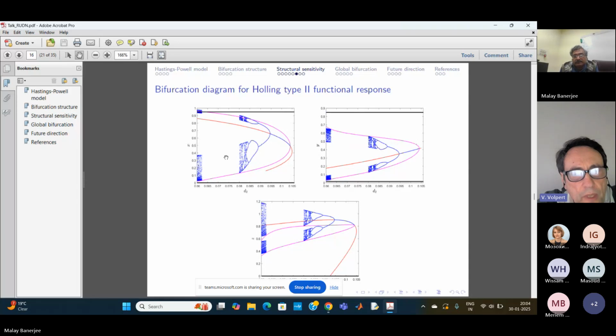Yes, but if you take outside of this interval, it remains stable, but not globally stable, but locally it remains stable, right? Yes, outside of this.